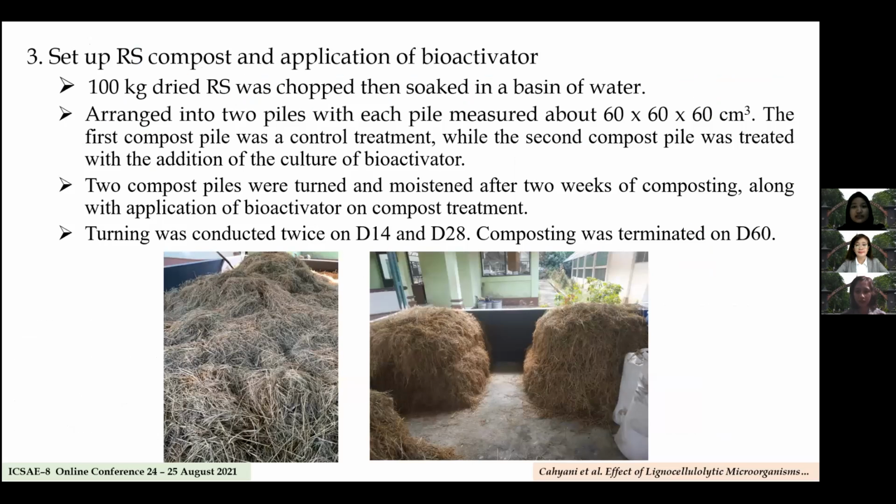The next step was the setup of rice straw compost and application of bioactivator. A total of 100 kg of dried rice straw was chopped, soaked in a basin of water, and arranged into 2 piles. The first compost pile was a control treatment, while the second compost pile was treated with the addition of bioactivator. After 2 weeks of piling, the 2 compost piles were turned and moistened. At this first turning, the bioactivator was applied. The second turning was conducted on day 28, and then composting was terminated on day 60.